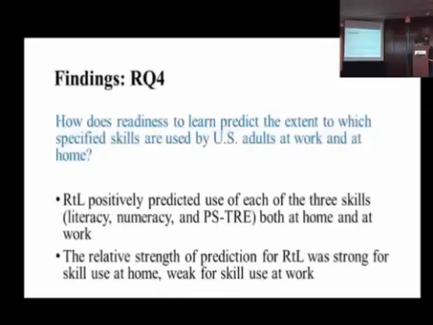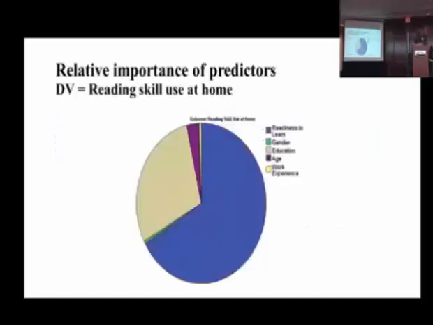And then research question 4, which paralleled research question 1, except that it looked at the use of skills. Here we found that readiness to learn positively predicted each of the three skills, both at home and at work. And the relative strength of prediction for readiness to learn was strong for skill use at home, but was weak for skill use at work. And so again, in these pie charts, you can see readiness to learn here in the purple. It was the strongest predictor of reading skill use at home, and it trumped even education in terms of the use of this skill.